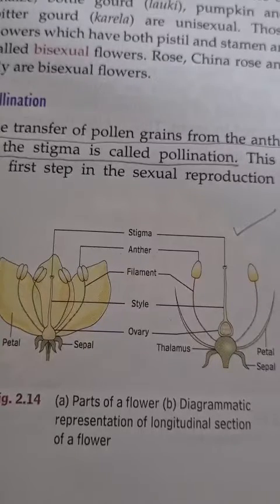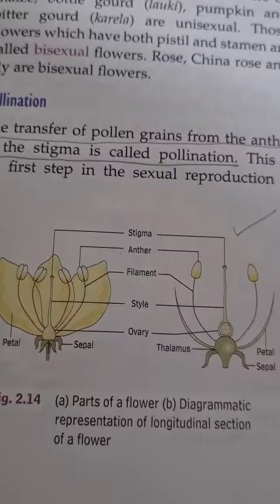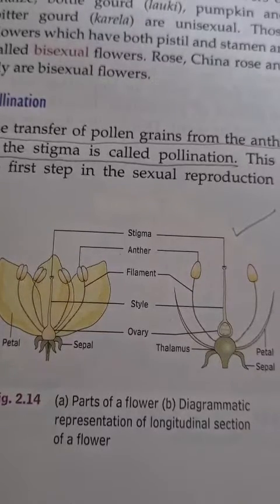The outermost is calyx, which is a collection of sepals. Then second, corolla, which is a collection of petals, the brightly colored part of the flower. Then next is androecium, which is the male reproductive part of the flower. It produces the male gamete, pollen.